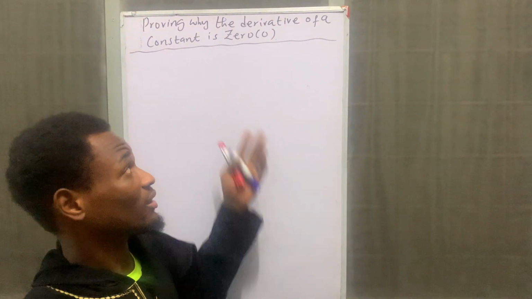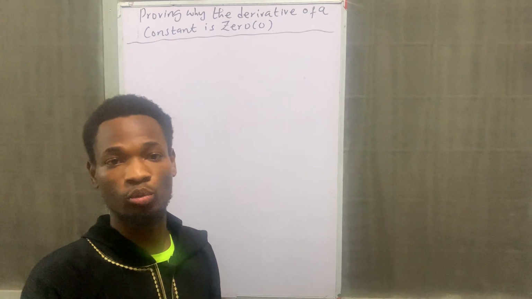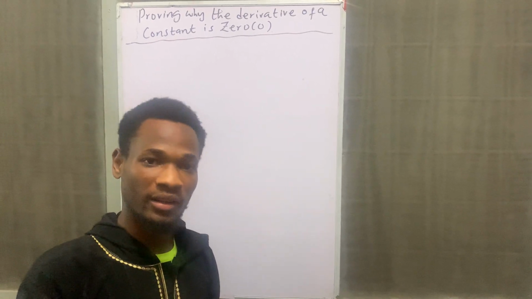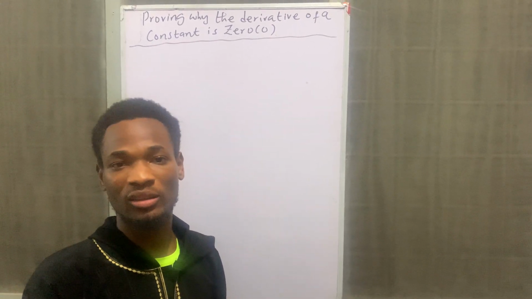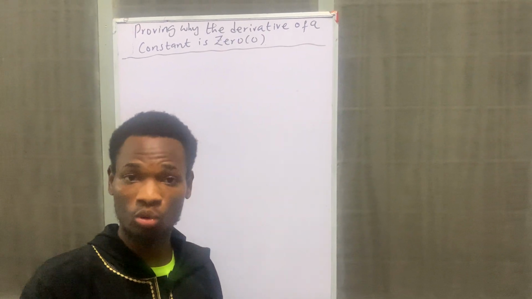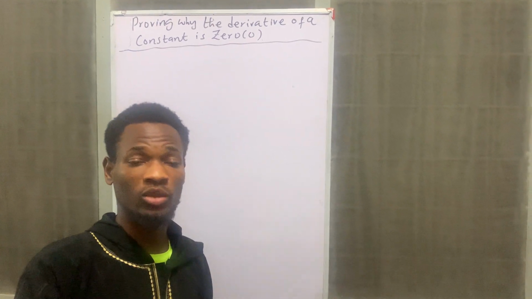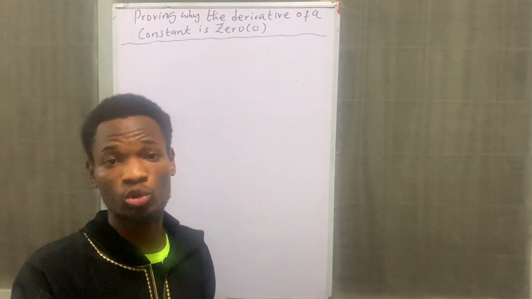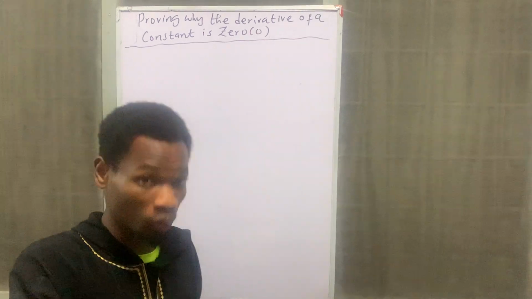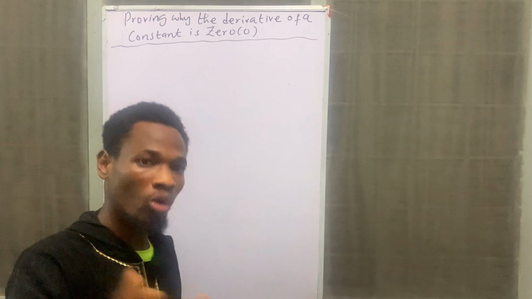I gave this as a test. I asked students to prove why the derivative of a constant is always zero, but most of them had zero. Are you okay? So I just want to use this as an opportunity to explain why, by proving it, we are saying the derivative of a constant equals zero.